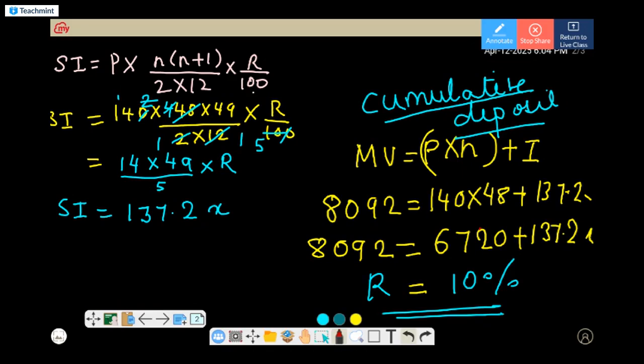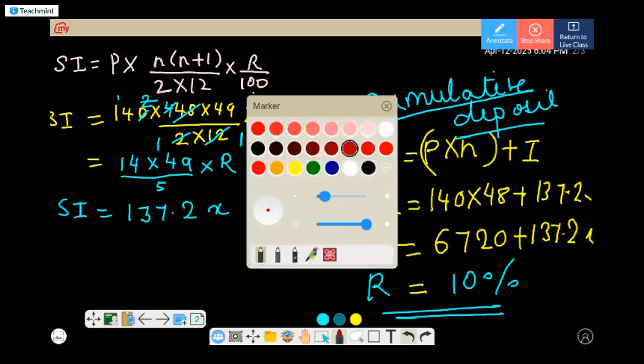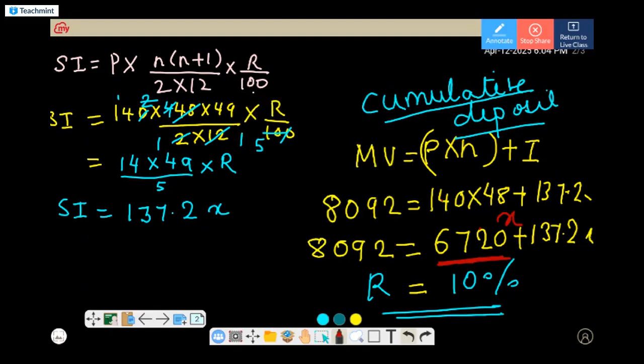8092. You had to subtract it from 6720. Oh, I added those two. That is why it went wrong. This one does not contain x. So this is a number, and numbers are to be operated. So when you transpose the 6720, you get 137. Yeah, now I'm also getting 10. Yes, yes.